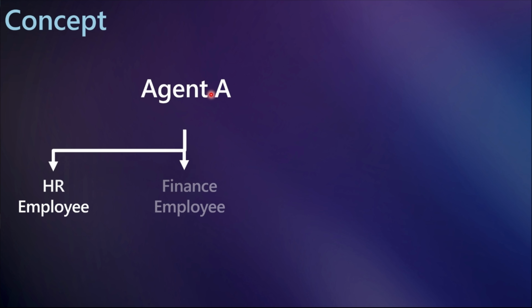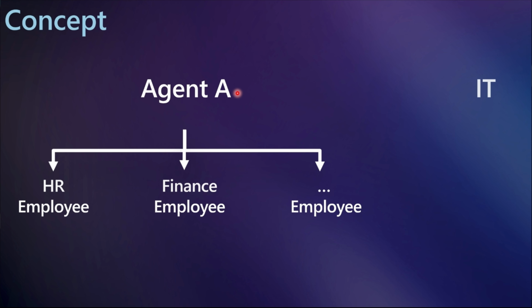So first, the concept. What's the issue? We have an agent, agent A, and this agent is used by different people from different departments. Let's say somebody from HR, finance, and other departments. And then the one who built this agent is IT, let's say, and IT has costs.